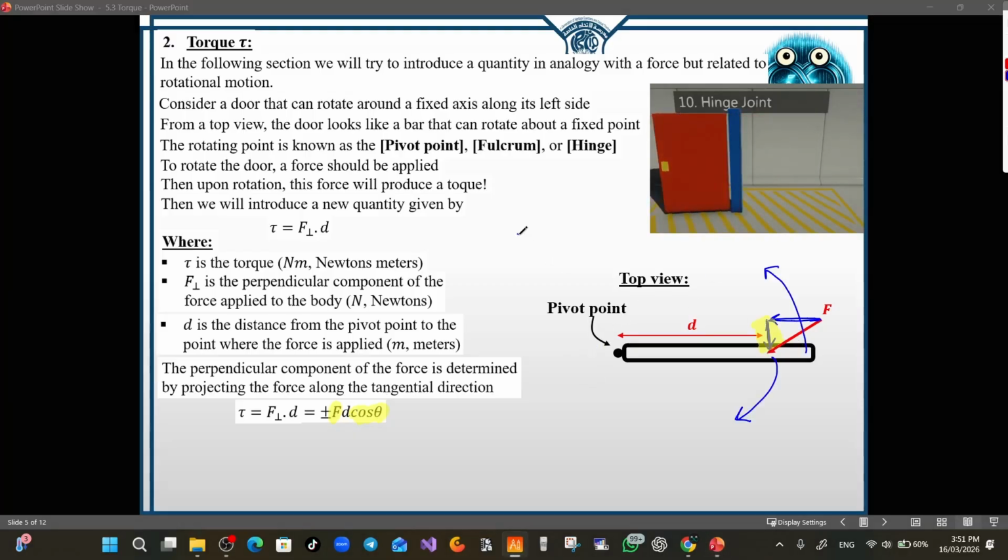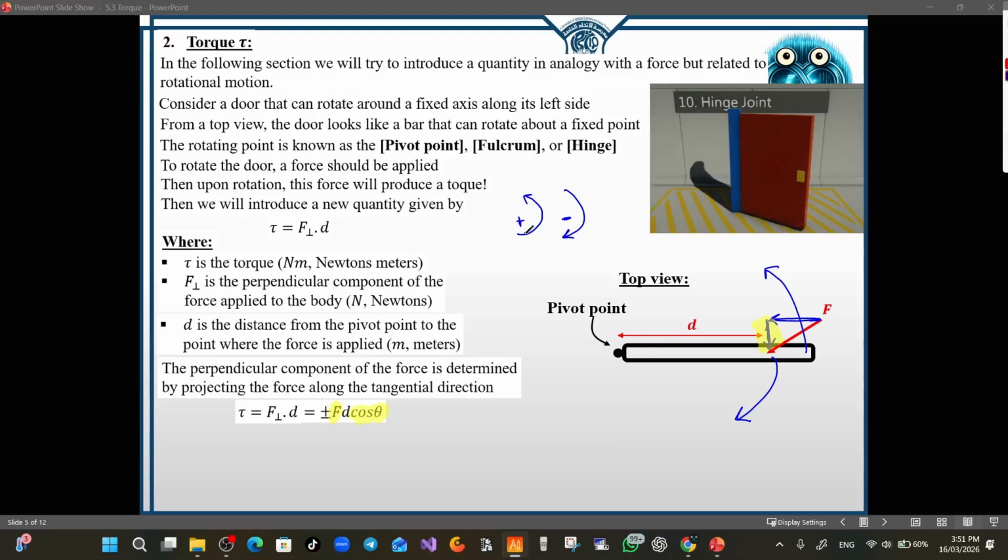We know that any force that rotates the door in the counterclockwise direction is considered to have a positive torque. If the force rotates the door in the clockwise direction, then the torque of this force should be negative. So this direction is counterclockwise and this direction is the clockwise direction.